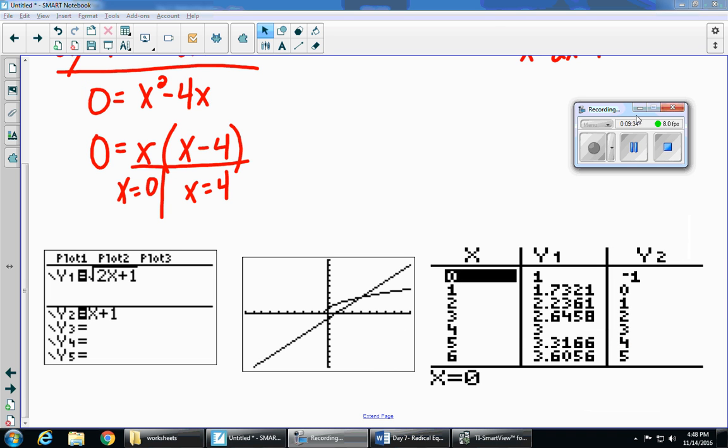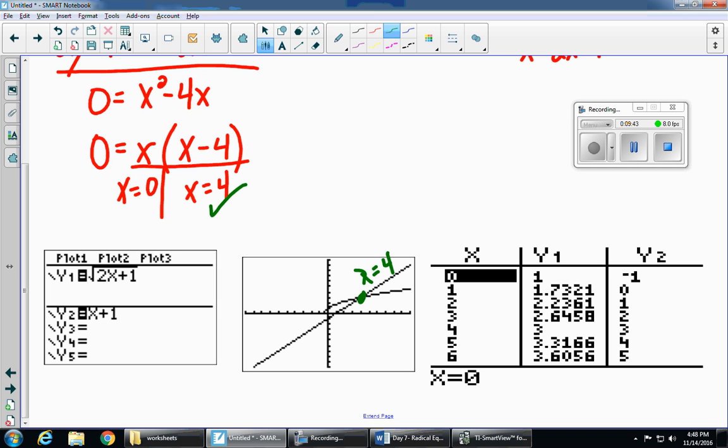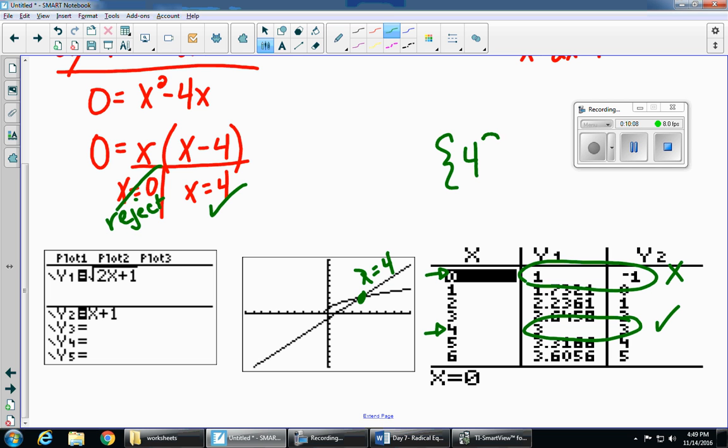So if we're looking at our graph, if you notice, the graphs only touch at one point, and that point is x equals 4. So this x equals 4 works. We're actually going to reject that x equals 0. It doesn't work. And if I look at my table, I'm looking at x equals 0 and x equals 4. At x equals 0, my y values don't match. I have a 1 and a negative 1. But at x equals 4, my y values are both 3. So the answer to this radical equation is just x equals 4. You have to reject the x equals 0.